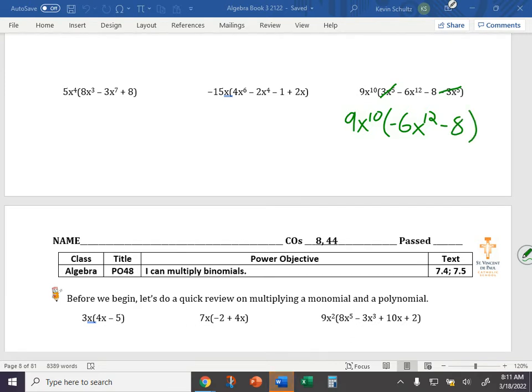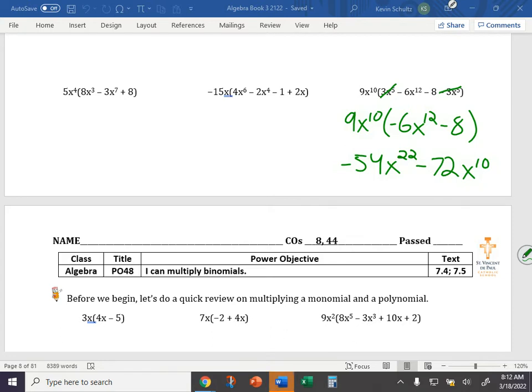If you didn't simplify first, you would realize after multiplying, you'd have a 27x to the 15th and a negative 27x to the 15th. You should cancel them then, but might as well do it first. No reason not to. And so what we get from this, 9 times negative 6 is a negative 54. X to the 10th times x to the 12th, that's x to the 22nd. And then negative 72x to the 10th. Okay. Your last thing to check, we haven't talked about this yet, but is this in standard form? Yes, it is.